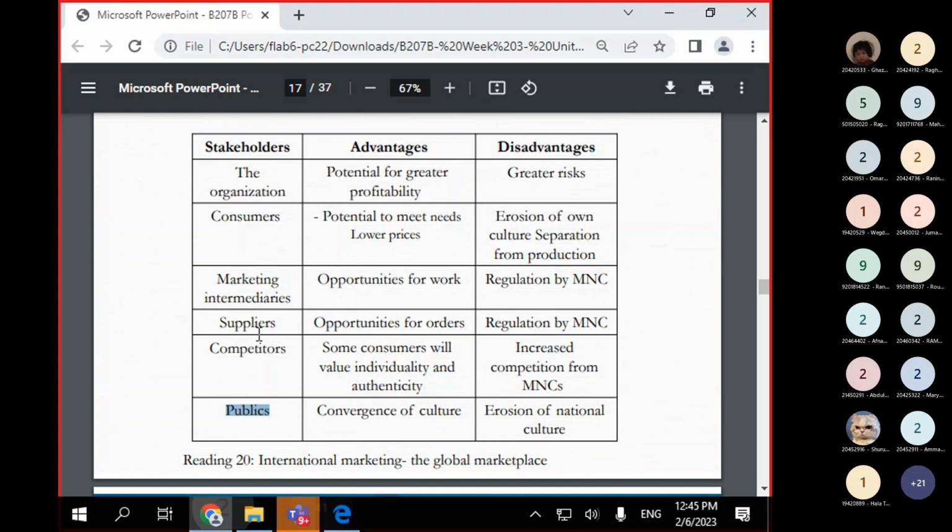Next is marketing intermediaries. What is the advantage for marketing intermediaries? They have more chances, more options. Of course, they have more jobs, more opportunities to link organizations together, so more opportunities to work. Okay, but the disadvantage, they might be regulated by the multinational corporation. Yani, strict rules will be put on them. Same thing applies for suppliers.